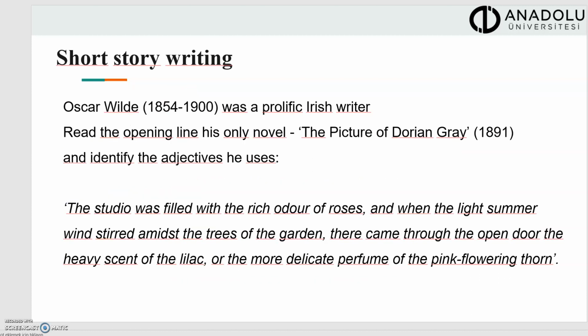With short story writing, we're having a look at Oscar Wilde, who was a prolific 19th century Irish writer. Prolific means his output was a lot. He wrote a lot. But in fact his only novel was The Picture of Dorian Gray. He wrote articles, essays, poems, but his only novel was this book. So read the opening line and try and identify the adjectives he uses.